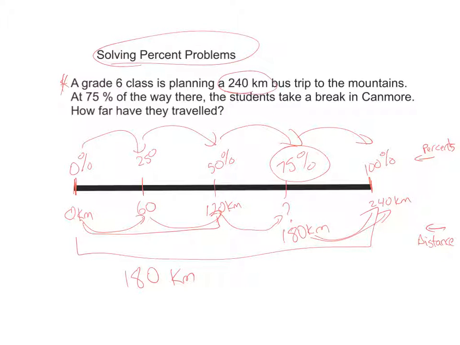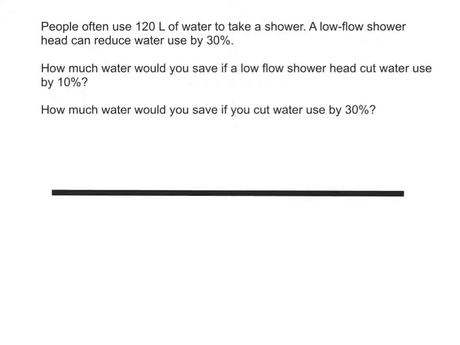So that's just showing you how you could use percents to tackle this problem. Let's look at one more. People often use 120 liters of water to take a shower. A low-flow shower can reduce water by up to 30%. How much water would you save if a low-flow shower head cut water use by 10%? I'm going to call this number 1. There's two parts here. How much would you save if you cut water use by 30%?